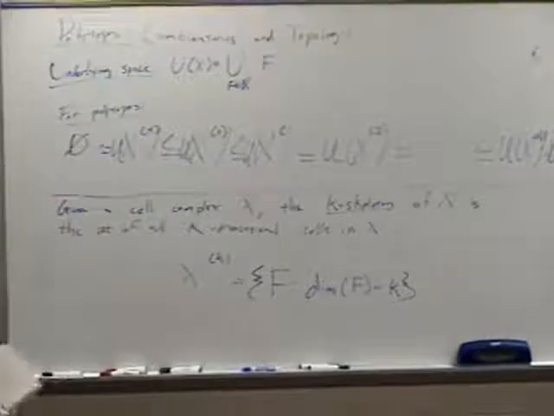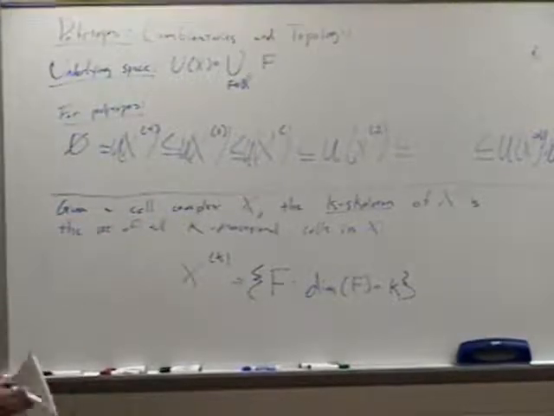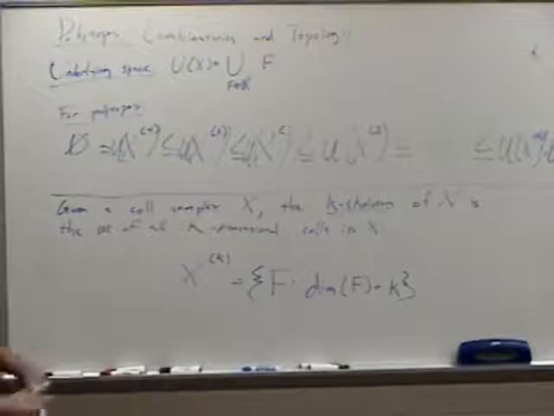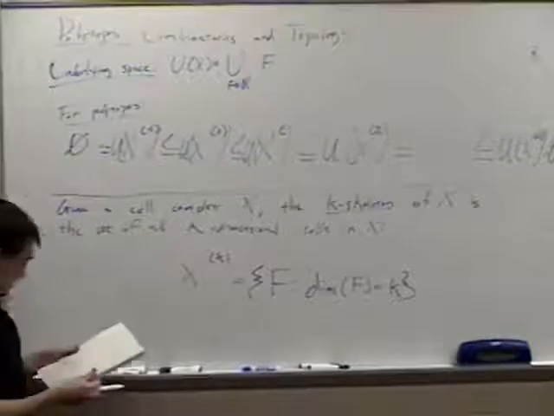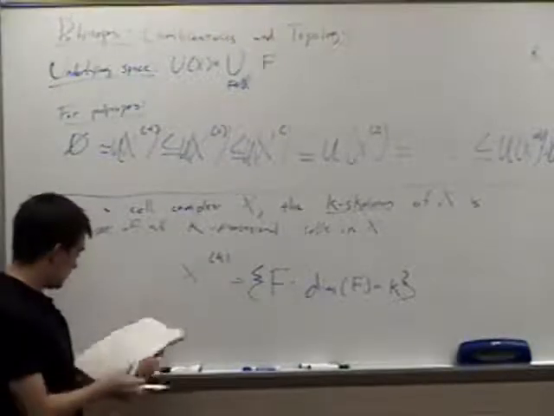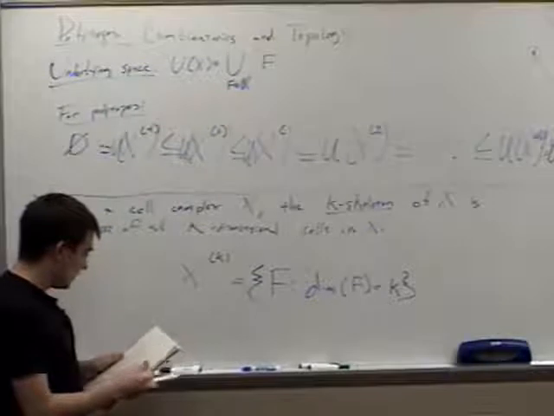We have this chain of underlying spaces, so they're all contained in one another. So every time we go down a dimension, we're left with some more cells sitting around. Okay, so that's the simple idea there.